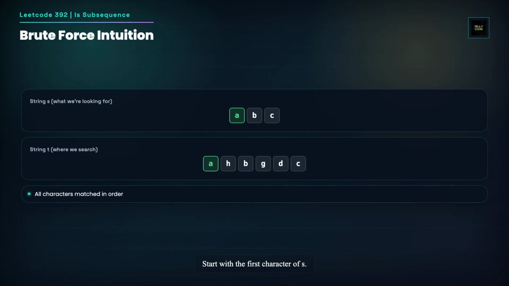Search for it inside T. Once we find it, start searching for the next character. Continue doing this until every character has been matched, or until we fail to find one. This idea is perfectly correct. It's simple, it's easy to understand, and it gives us the right answer. So let's first convert this thinking into code. Then we'll see if we can make it even better.